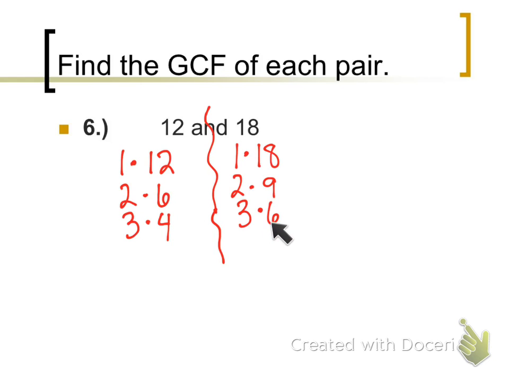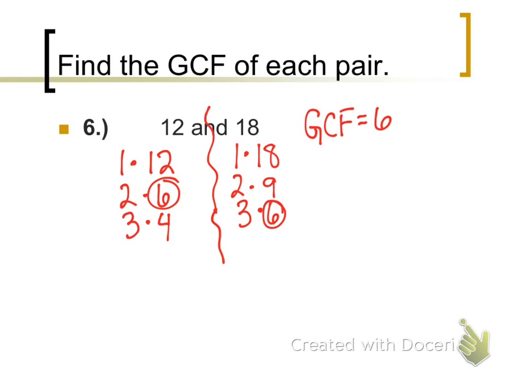Okay, they both got a 6. Do they both have anything else? 2. Both have a 2. Both have a 3. They don't both have a 4. They both have a 1. So which one of these do you think is the greatest common factor? The 6. Okay, that's the biggest number that we could find on both lists. So the GCF is 6.